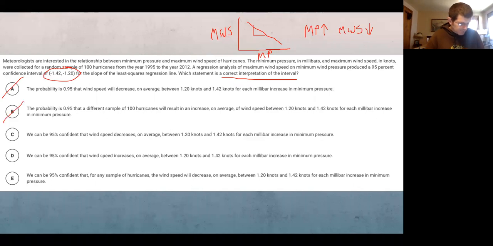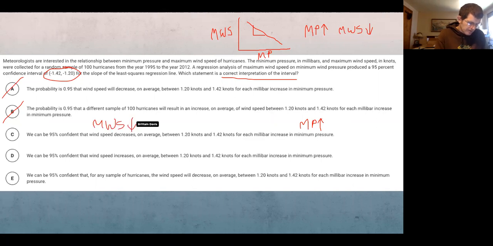So anything like these two are basically saying the same thing. I mean, this one slightly changes it a little bit, but that's still not the correct answer. So here's where we have some good looking answers. We are 95% confident that wind speed decreases on average between those values for each millibar increase in minimum pressure. So this is saying minimum pressure goes up, maximum wind speed goes down. So this one looks promising.